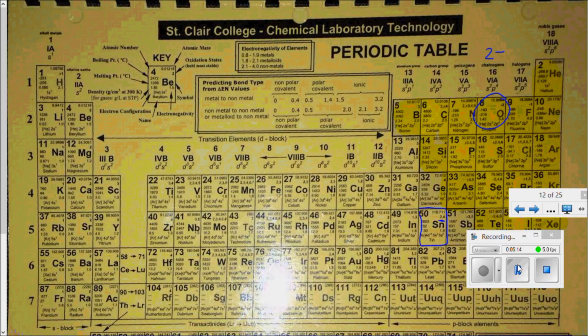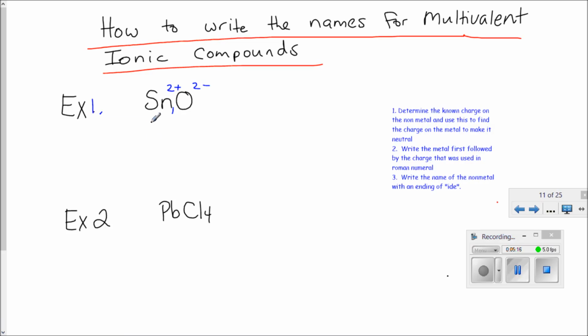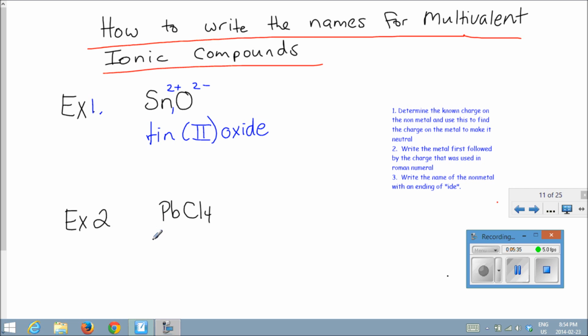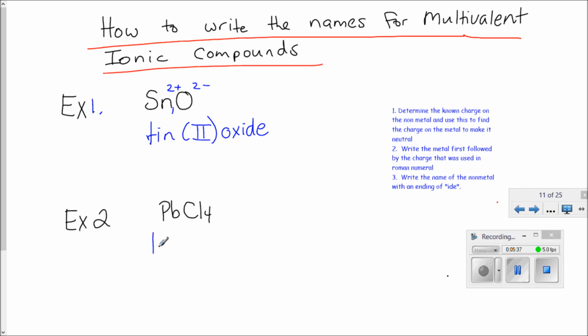So my answer is going to be tin(II) oxide. So it's tin, Roman numeral 2. Again, this 2 represents the charge on the metal. Oxygen can only have 1 charge, so it's tin(II) oxide. Take a look at the second one and see if you can do it as well, okay? And if you did it correctly, the answer should be lead(IV) chloride.